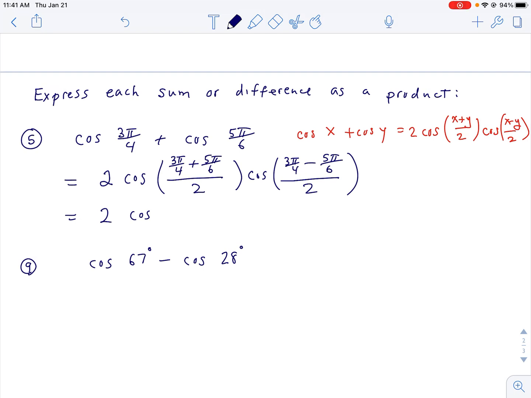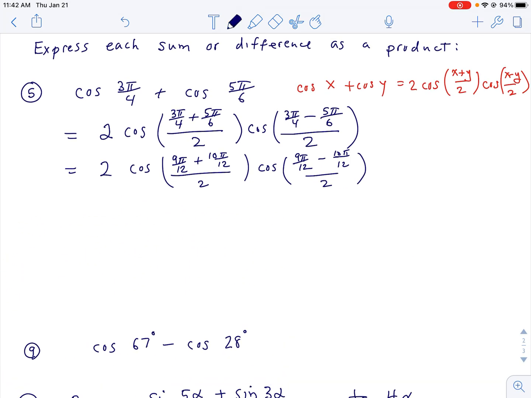So I have to add up 3 pi over 4 plus 5 pi over 6. Again, you've got to get a common denominator of 12. So 3/4 would become 9 pi over 12. 5/6 would be 10 pi over 12, and that whole thing is still divided by 2. Yikes. Second parentheses, again, we're going to change 3 pi over 4 to 9/12. We're going to change 5 pi over 6 to 10/12, all over 2.